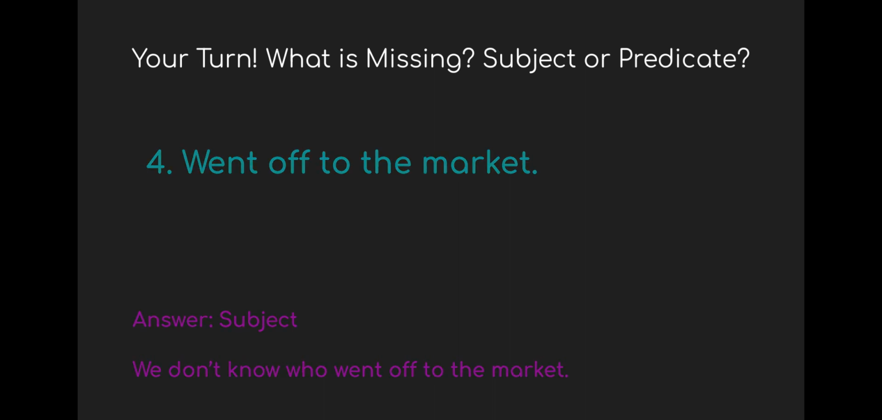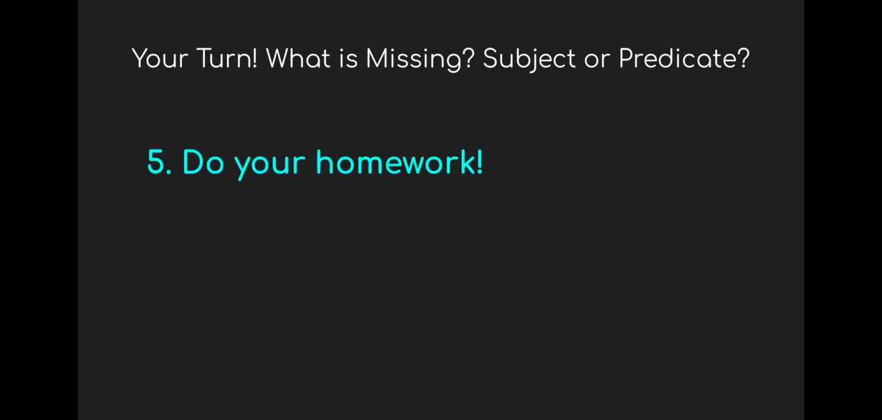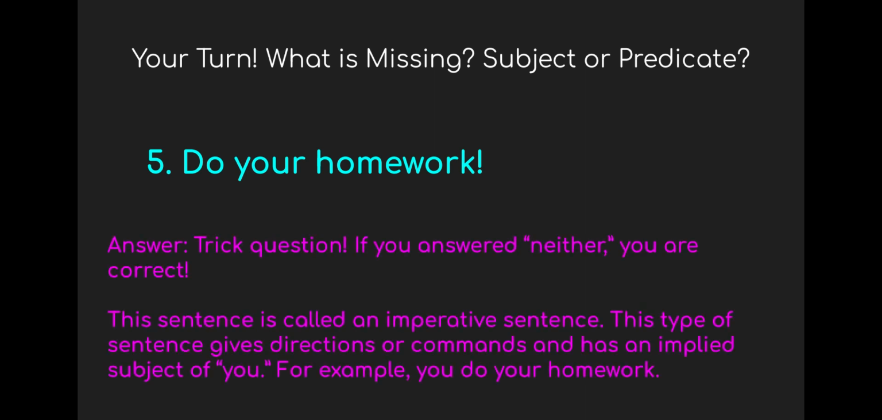Number 5, do your homework. Trick question. If you answered neither, you are correct. It is not missing either one of these. This sentence is called an imperative sentence. This type of sentence gives directions or commands and has an implied subject of you. For example, you do your homework. So in this case, it's not missing either one.